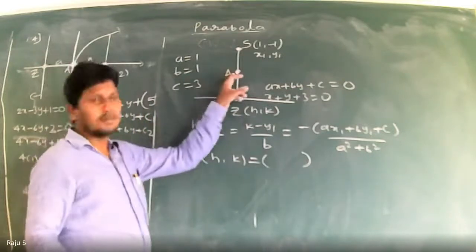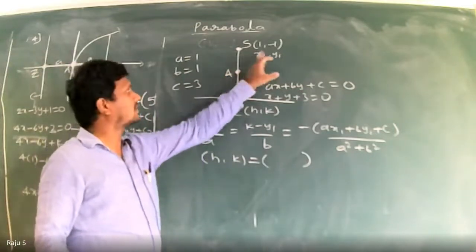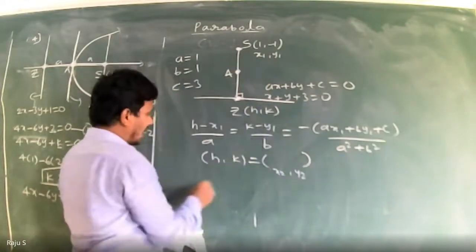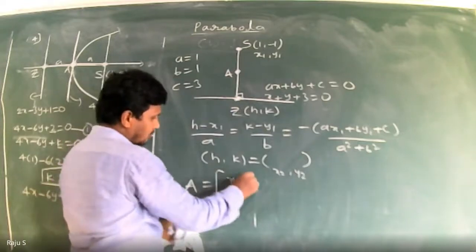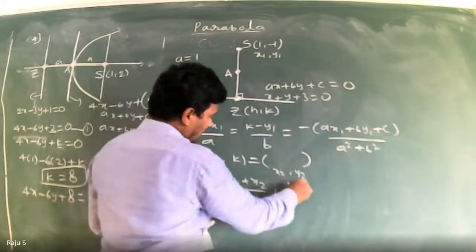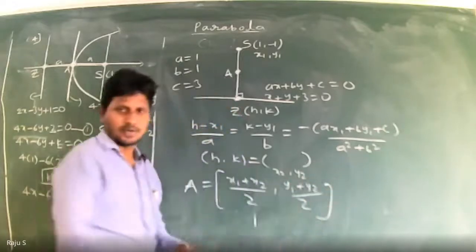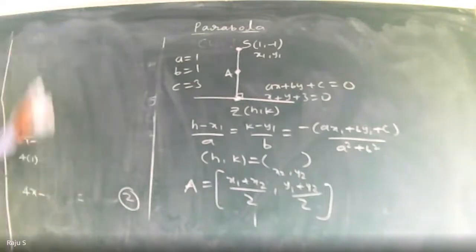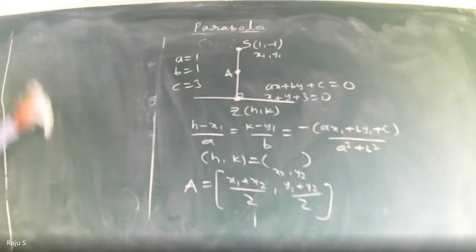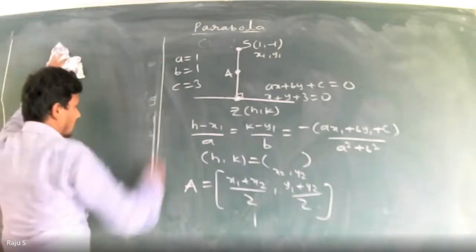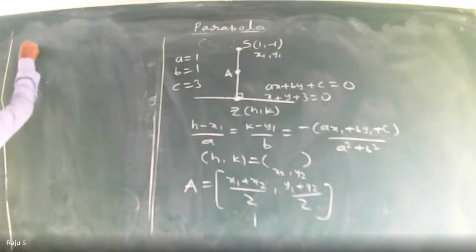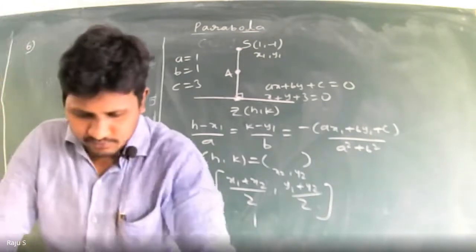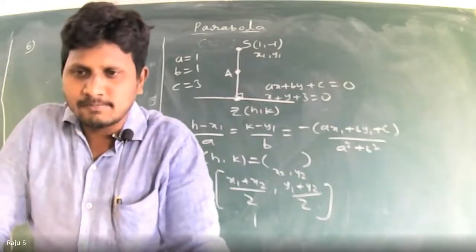After that, A is a midpoint. This is x1, y1, and this h comma k you can compare with x2 comma y2. The A value is given by x1 plus x2 by 2, y1 plus y2 by 2 for the midpoint. That's it. Can anyone tell what is h comma k? Do it fast, simplify. We'll go for the sixth question.